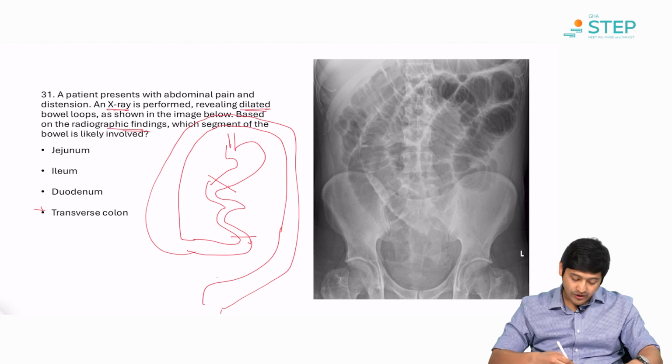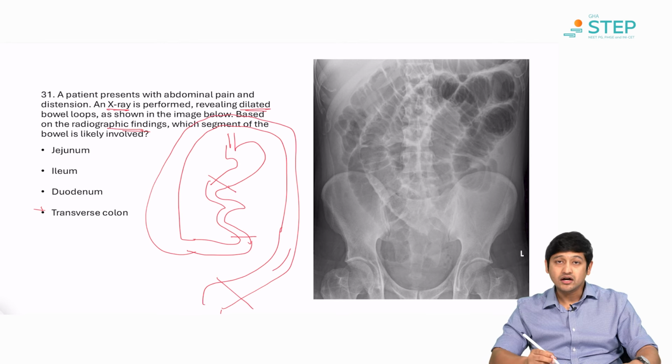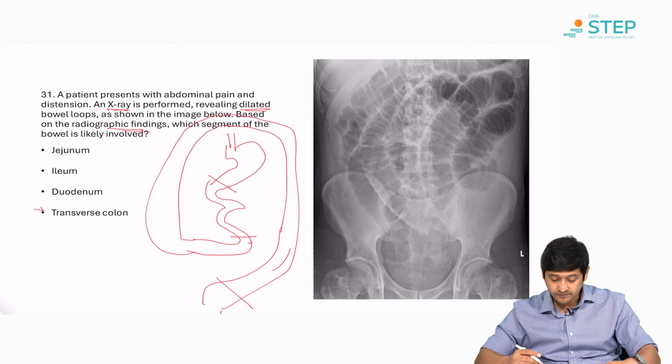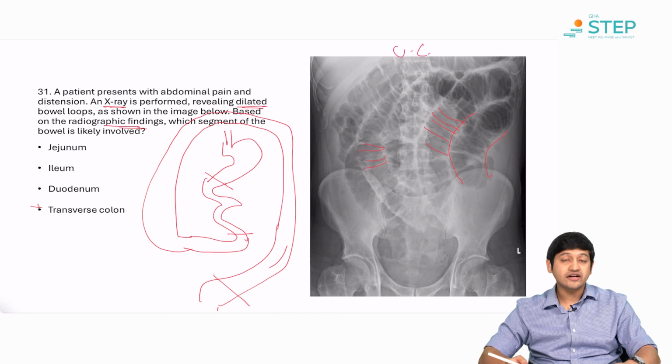If I have a sigmoid or a rectal obstruction, the entire large bowel and to an extent the small bowel will also start getting obstructed depending on the grade of the obstruction. So look at the X-ray given to you and try to figure out which bowel is involved. So here, when you have the small bowel, you will have multiple folds of the mucosa, which you will identify and remember as valvulae conniventes. So when you have valvulae conniventes, you are looking at a jejunum that's been dilated.